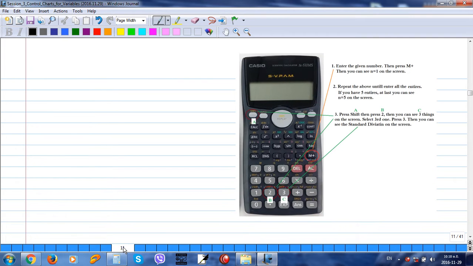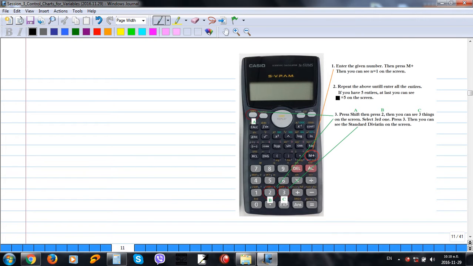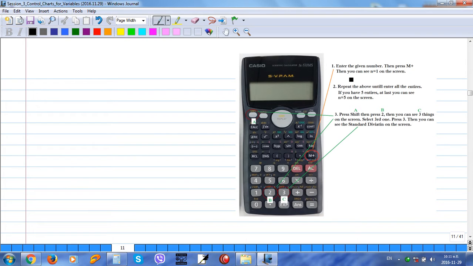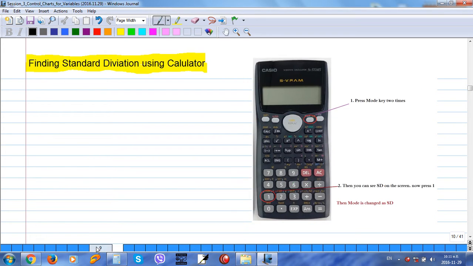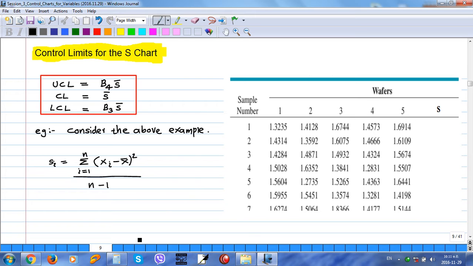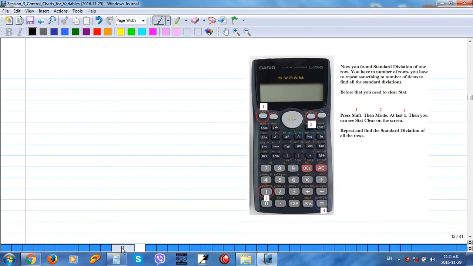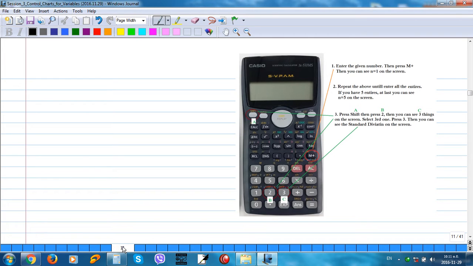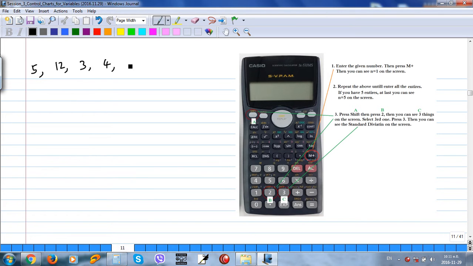The second step: now the mode is changed to SD, you have to add the entries. Adding entries here is a little bit different from the other mode. I'll explain how to add these numbers. Suppose this is the set of data you have to take to find the standard deviation. I write the numbers 5, 12, 3, 4, and 20.